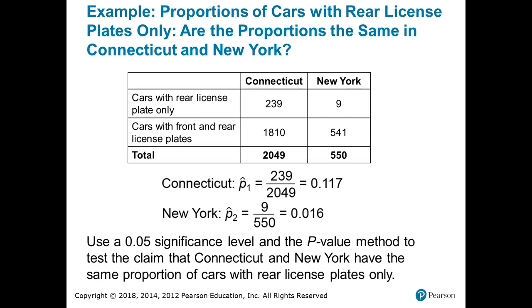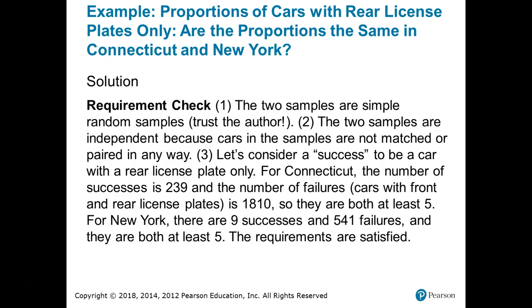So let's make a quick little chart. We have Connecticut, we have New York. Cars with rear license plate only is going to be the 239 out of 2,049 total, making the cars with both front and rear 1,810, and then here are the New York numbers as well. So P1 hat is going to be 0.117 for Connecticut, and P2 hat is going to be 0.016. We will use a 0.05 significance level to test the claim that Connecticut and New York have the same proportion of cars with rear license plate only.